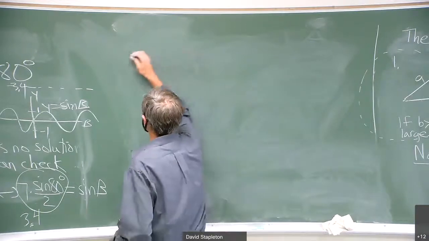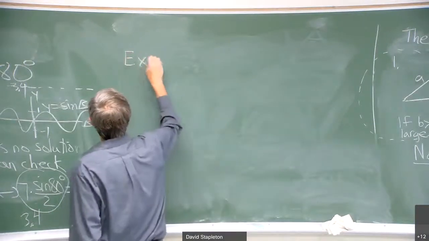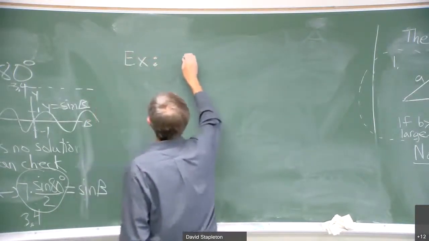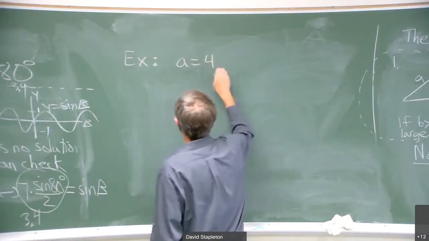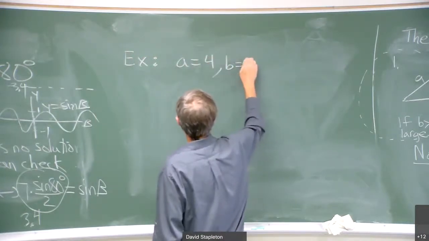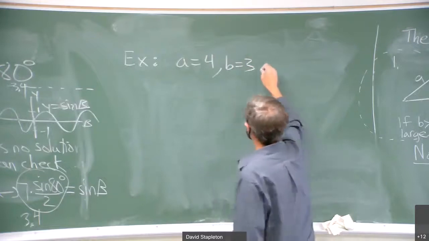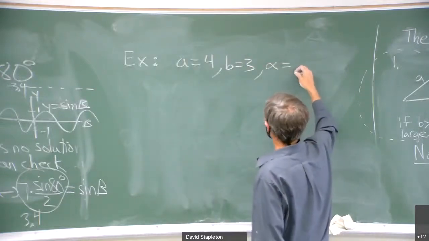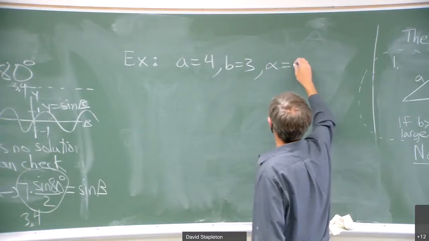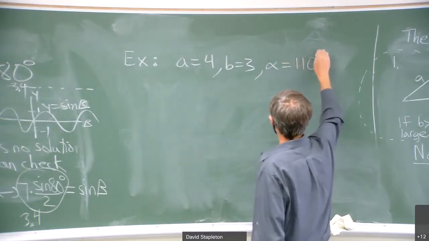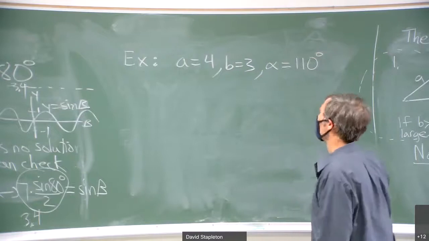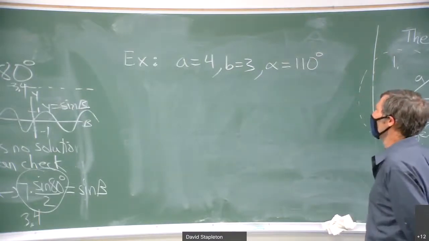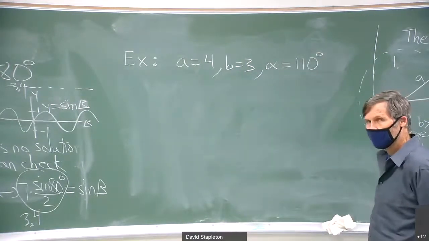Let's try this example. Well, I have A equals 4, B equals 3, and alpha equals 110 degrees. Not a special angle, right? How do I solve this one? Here's what somebody's going to do on the test.